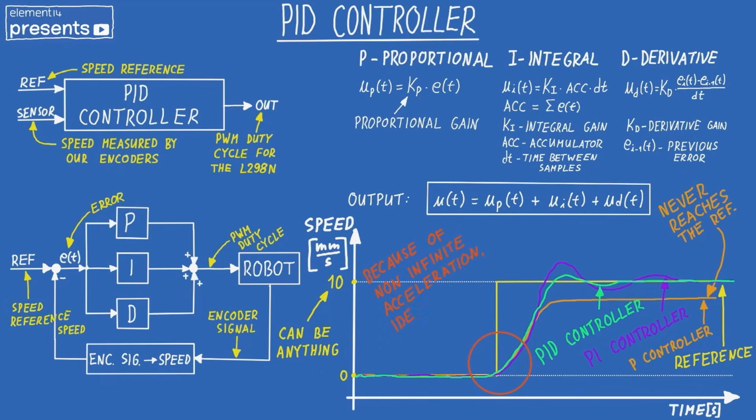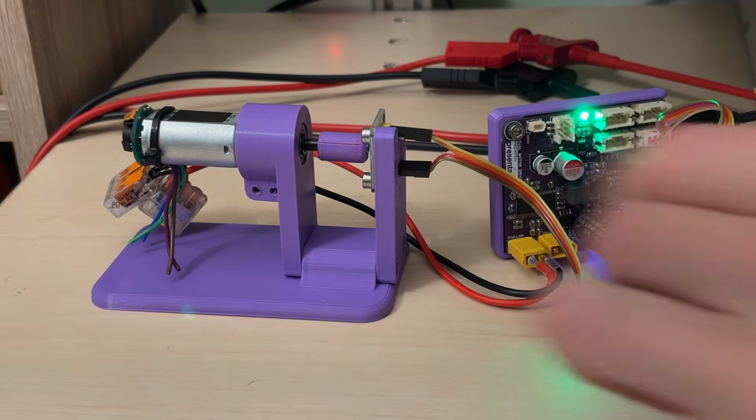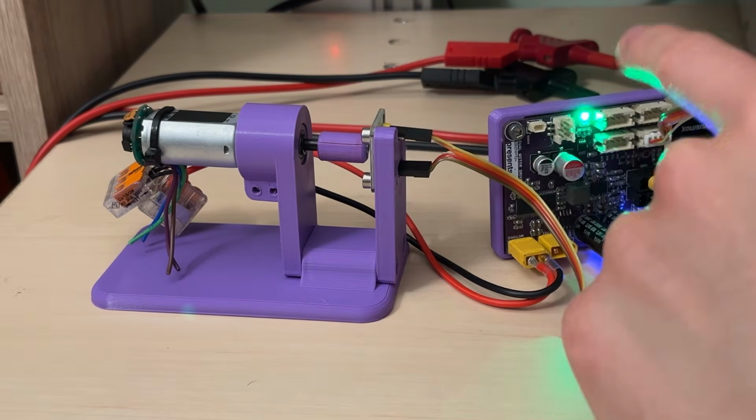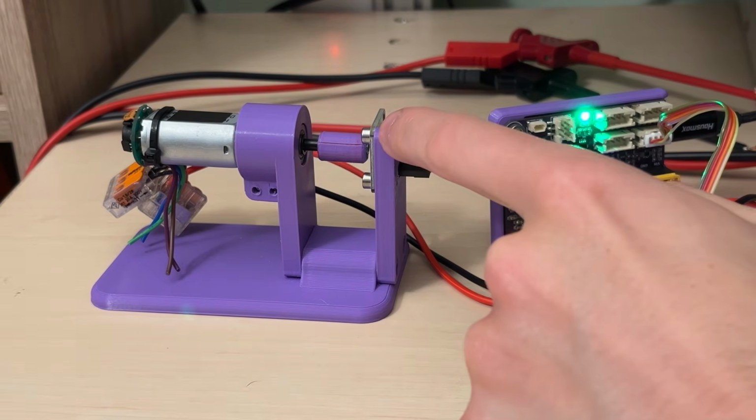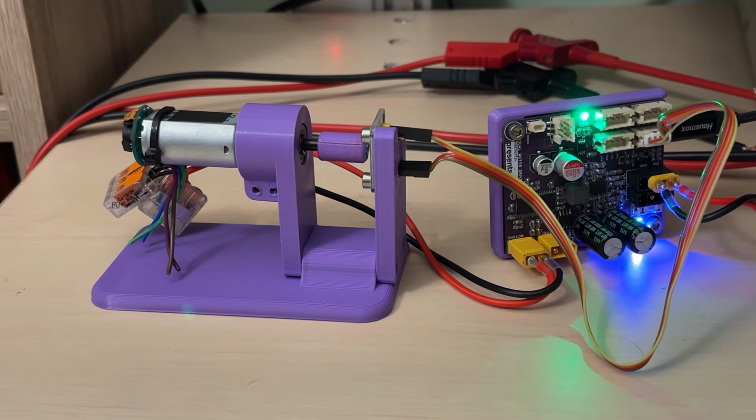Now, because of non-infinite acceleration, you can never get an ideal controller that follows the reference, especially for step references. But they work really good, especially for real systems, and I'm going to show you an example of how this works with our actuators. We have our 12 motor connected to our board as well as the magnetic encoder, so let's finally test out PID controllers and how they work.